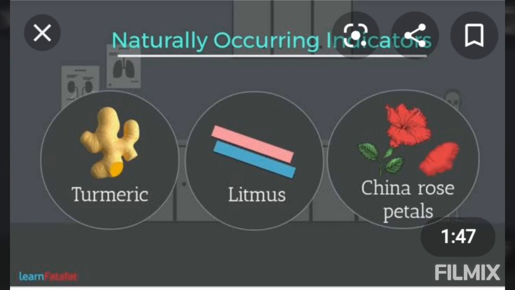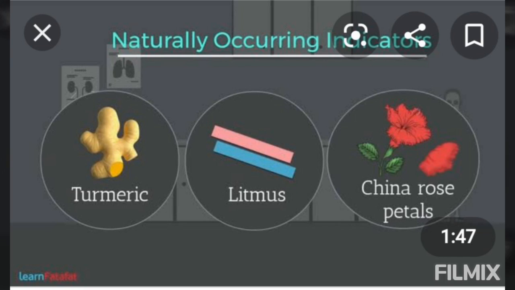The natural ones are litmus, turmeric, and china rose. These are the naturally occurring indicators. And phenolphthalein and methyl orange are the indicators prepared in the laboratory. So, one by one, we will study the natural ones and also the ones prepared in the laboratory.